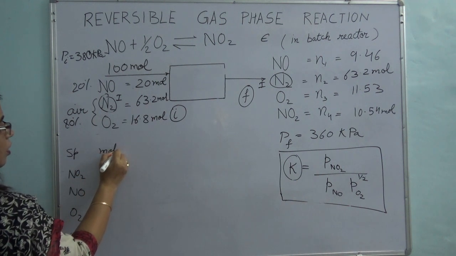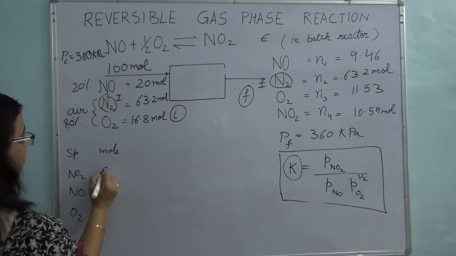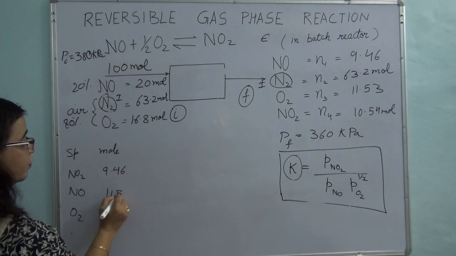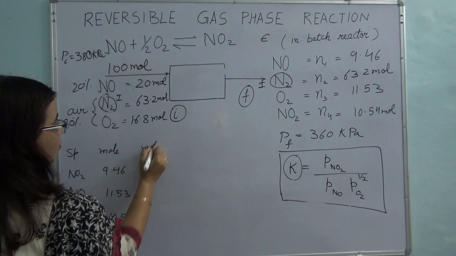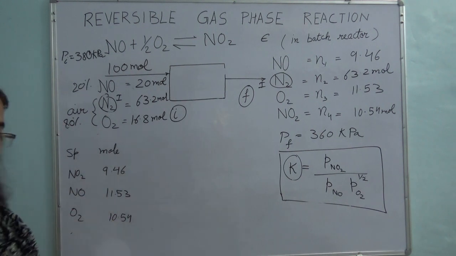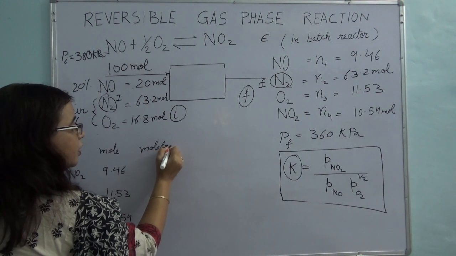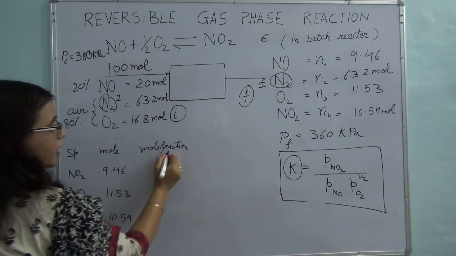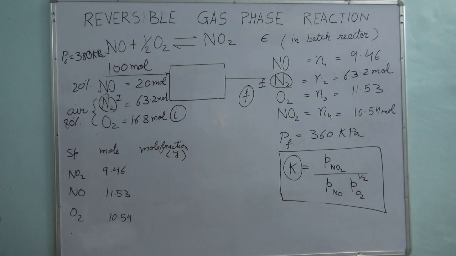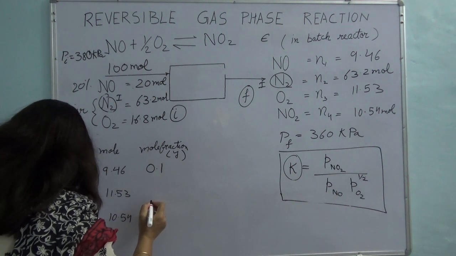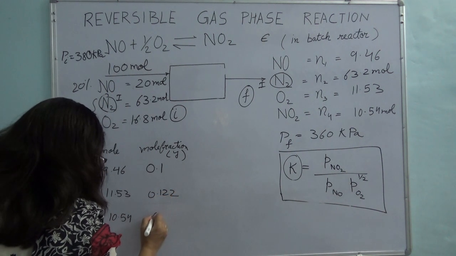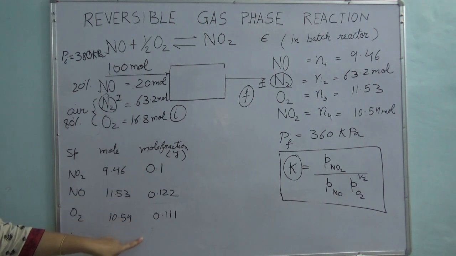What are the number of moles of these? Number of moles here are 9.46, 11.53, 10.54. Total number of moles I know, so I can find out the mole fraction of these. I have to find the mole fraction in order to calculate my partial pressures. So I need to know my Y values. Y is given by 9.46 divided by the total number of moles, which is 94.73. Doing that, I get approximately 0.1, 0.122 and 0.111. So these are my mole fractions.